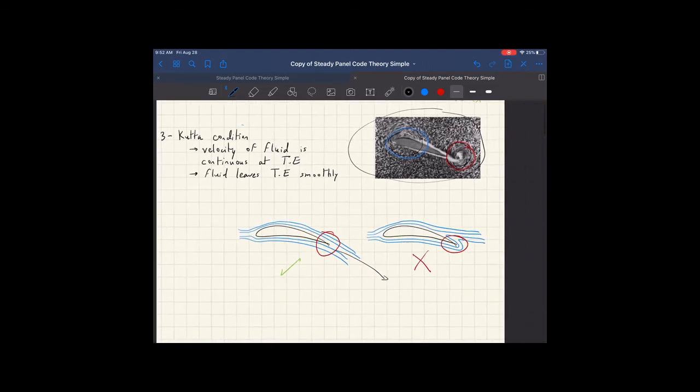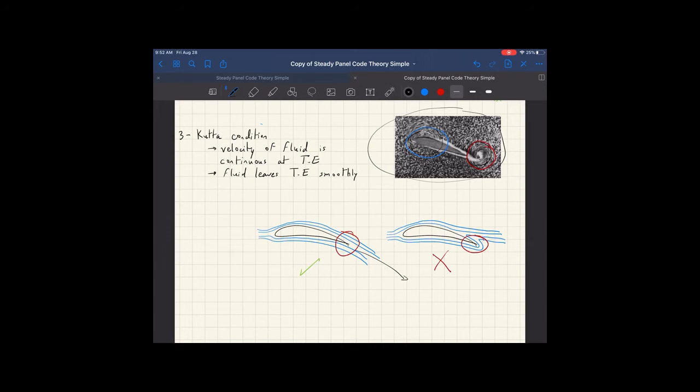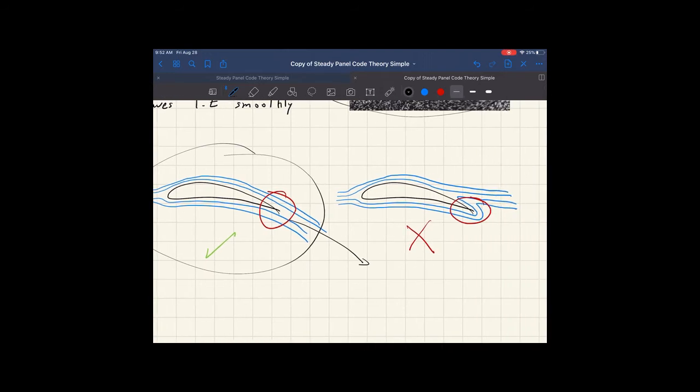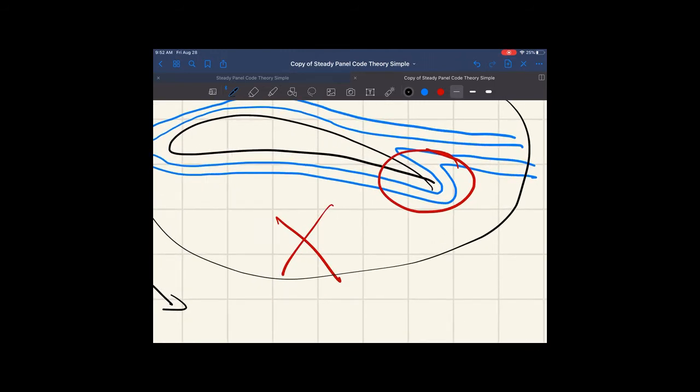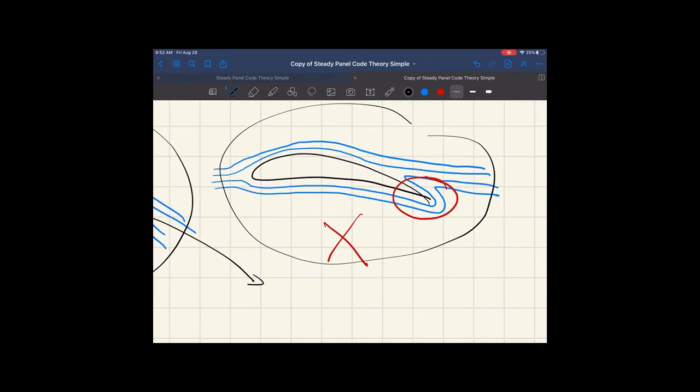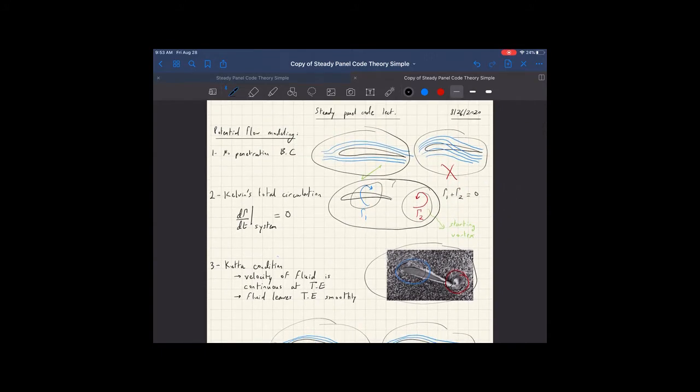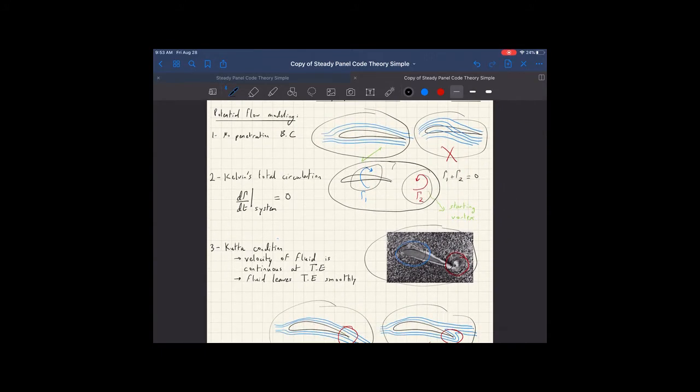And again, this is an illustration of what's happening. The fluid at the trailing edge here leaves smoothly, and thus this is a good representation of the flow. Here the flow is not leaving the trailing edge smoothly. You can see here that the flow goes around the trailing edge and back up again. So here you're not meeting the Kutta condition. So any potential flow solution you arrive at has to meet these three boundary conditions.